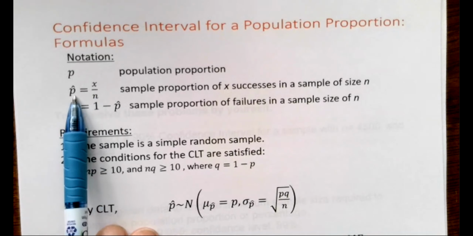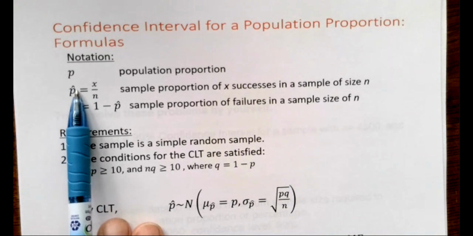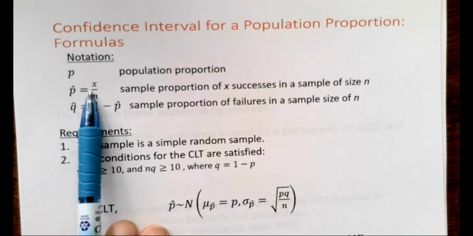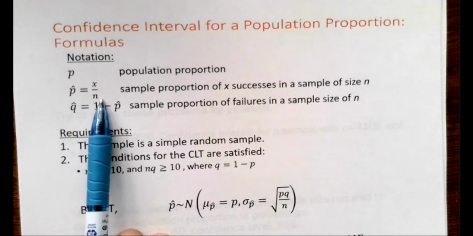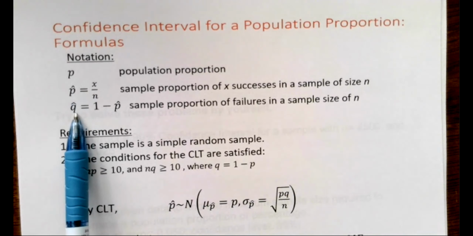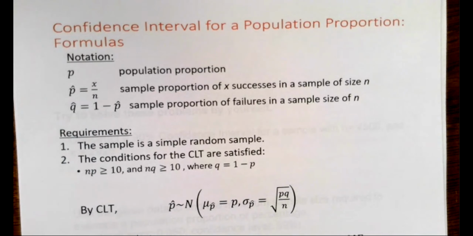Then you can find your sample proportion, denoted by p hat, by dividing the number of successes by the total sample size. Now, to find the percentage of failures, that's the complement of the proportion of success.